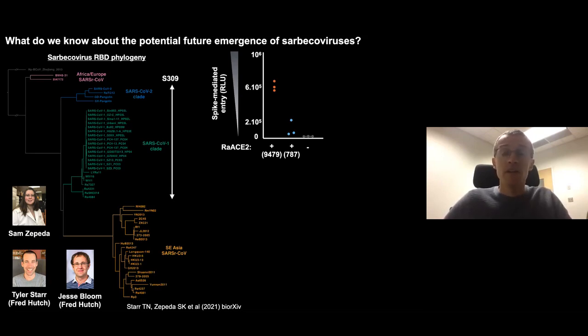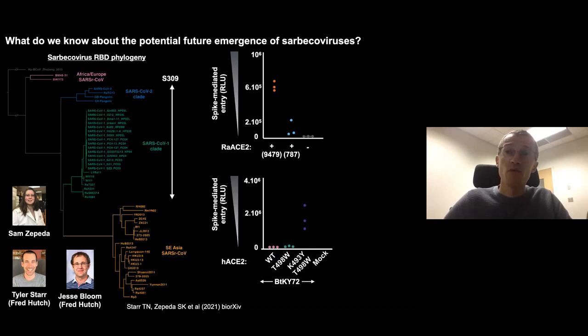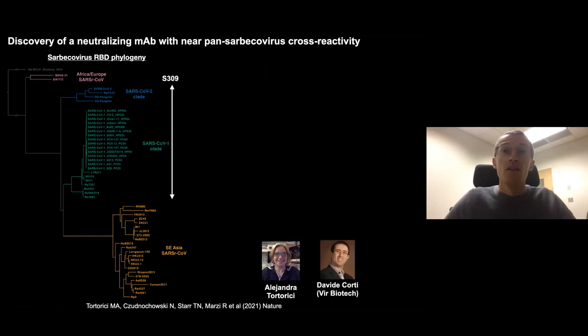Tyler and Sam identified that introduction of 2 amino acid mutations in the RBD of the Bat-72 spike even allowed usage of human ACE2 for spike-mediated entry, suggesting that it does not take much for these viruses to actually be able to use human ACE2. And perhaps we should find countermeasures that are efficient against these more divergent clades as well. So we did exactly that.